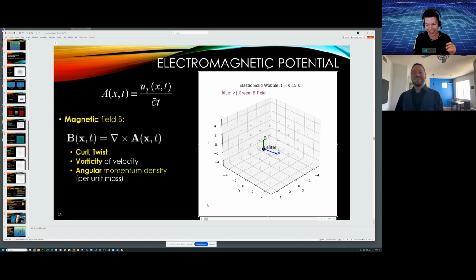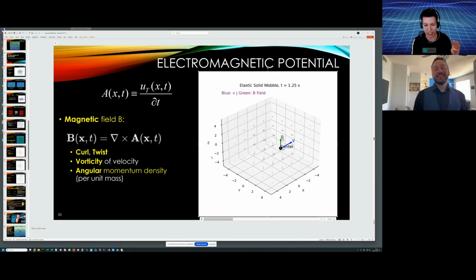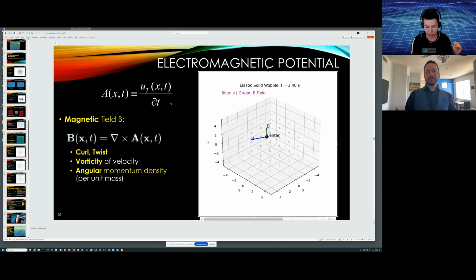So now let's look at our definition. We are saying A is the velocity field. So here we can draw the arrow, the velocity, and when we define it that way, the magnetic field is the curl of this, and you can see when we do this, we get a B that's going upwards.